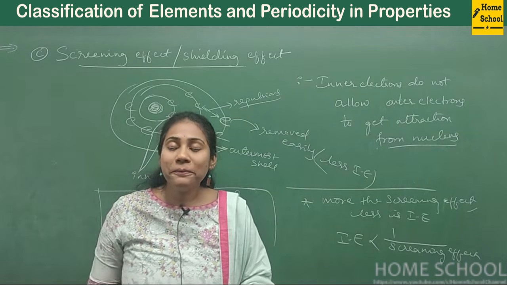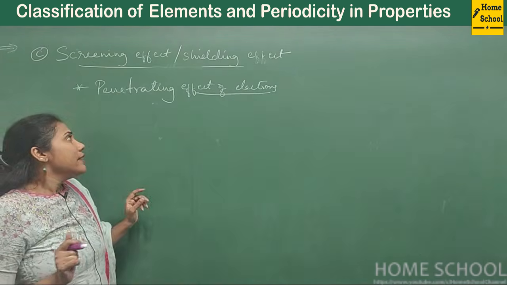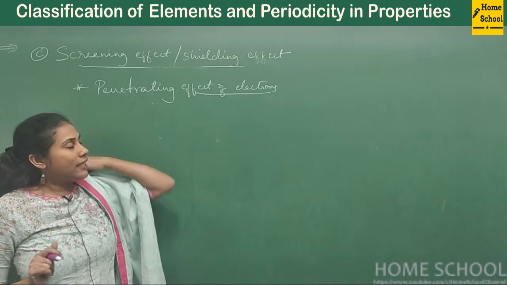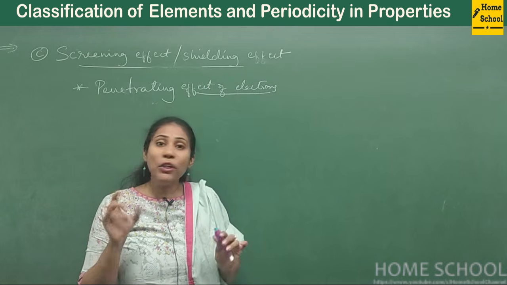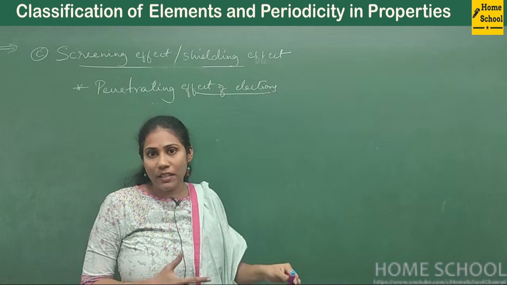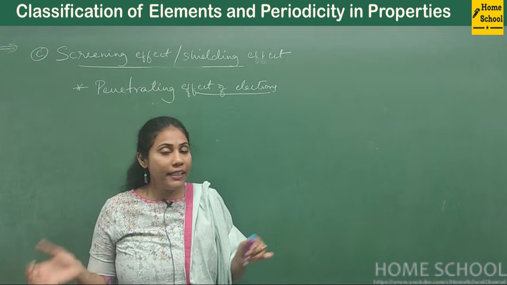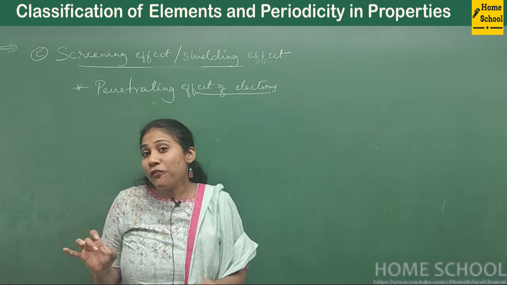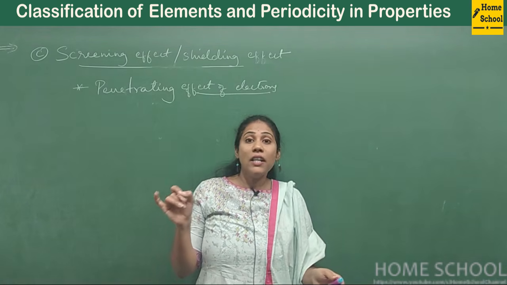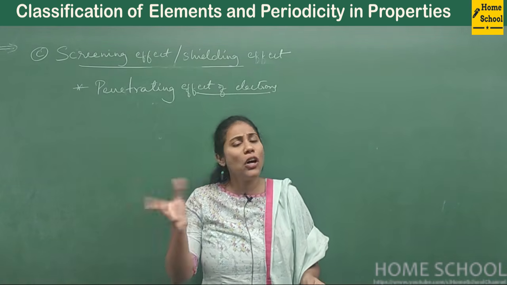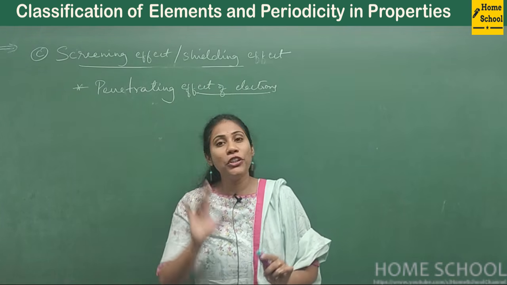Now let us go for the fourth factor, penetrating power of electrons. See, under penetrating effect of electrons, you will learn the difficulty of removal of electron in different orbitals. Say we have electrons in s orbital, p orbital, d orbital and f orbital. Electrons of f orbitals are easier to remove, whereas electrons present in s orbitals are always difficult to remove, because s orbital is always near to the nucleus.